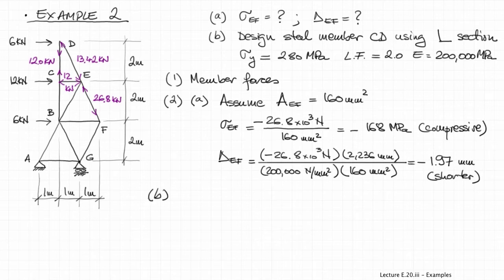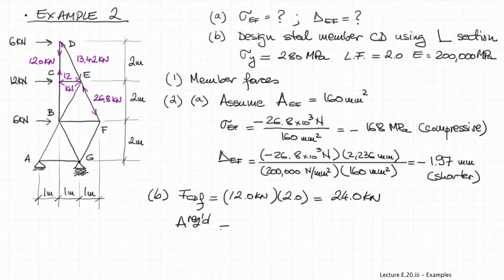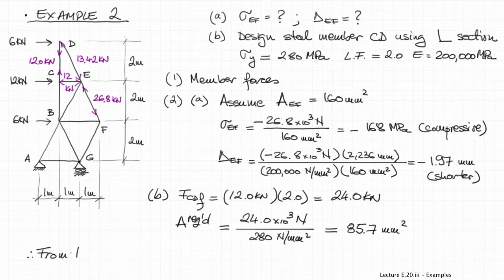For the second part of the question now, we have to factor the specified force in member CD. So 12 kilonewtons times the load factor would give us a magnitude of the factored load of 24 kilonewtons. And then the area required is calculated by dividing the factored force by the yield stress of the material, 280 megapascals. And we require an angle having a cross-sectional area of at least 85.7 millimeters squared.